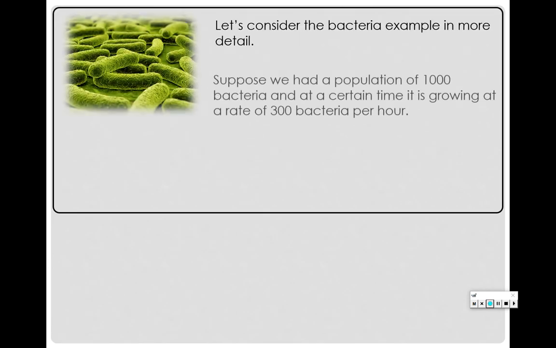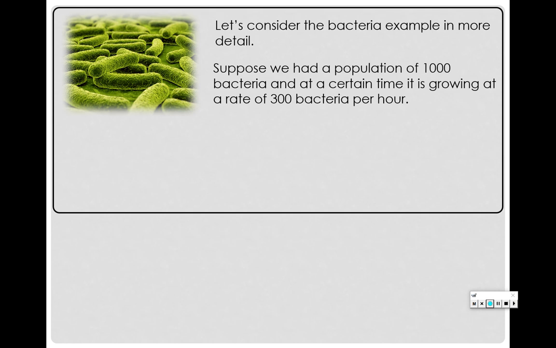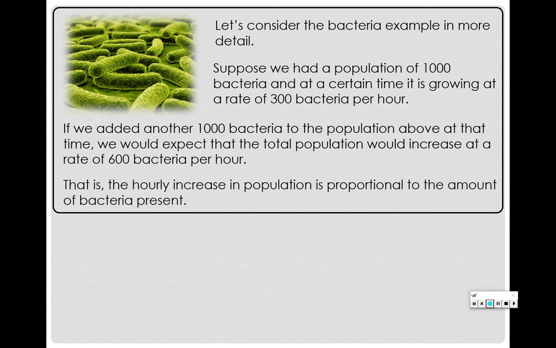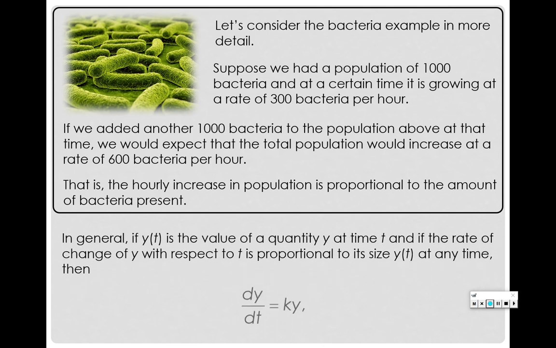So let's consider the bacteria example in more detail, and this is exactly what I was talking about. Suppose we had a population of 1,000 bacteria at a certain time, and it is growing at a rate of 300 bacteria per hour. If then instead there was another population, somebody else had 2,000 bacteria on their hand somehow, or they picked it up from somewhere, their rate is 600 bacteria per hour. Double as many bacteria means double as much growth. That is, the hourly increase in population is proportional to the amount of bacteria present.